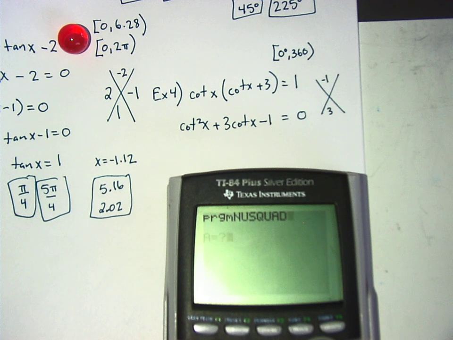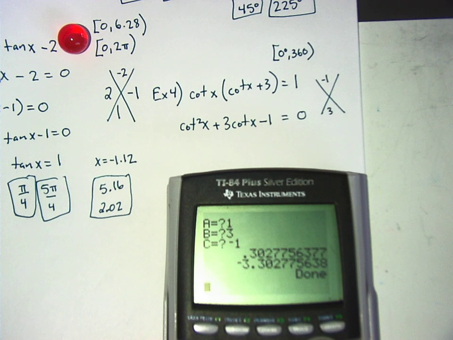All right, well, what should we type in? 1, 3, negative 1. Oh, I'm definitely wrong. I got the same. I know, well, it's definitely wrong because of the parameters of this question.